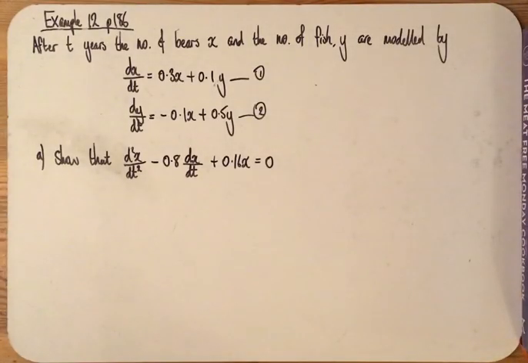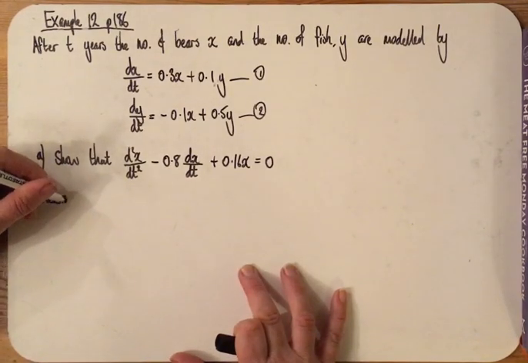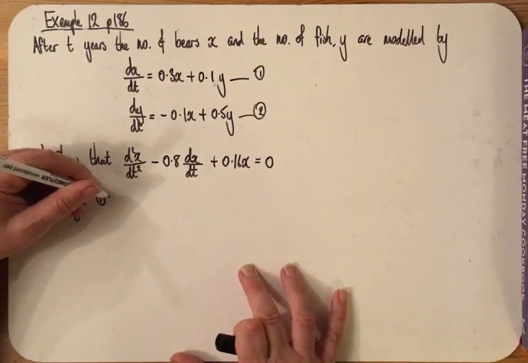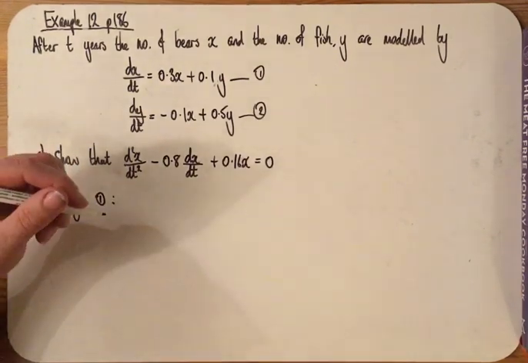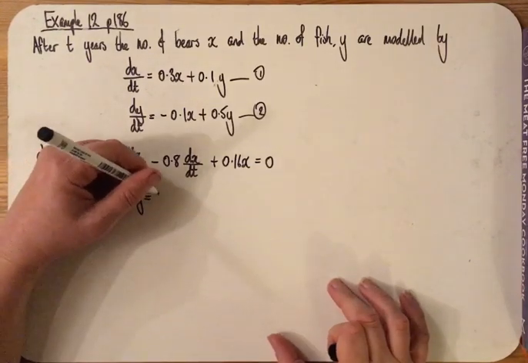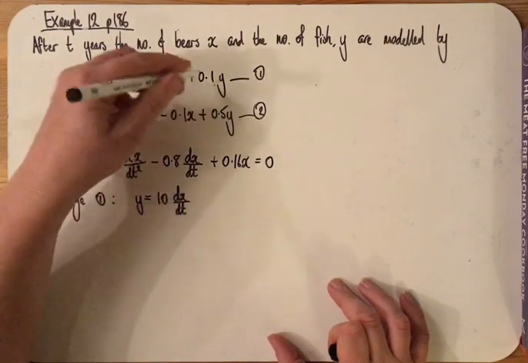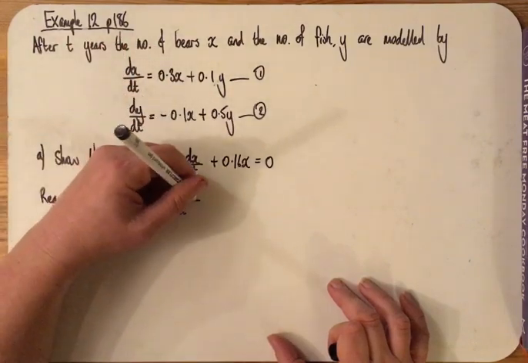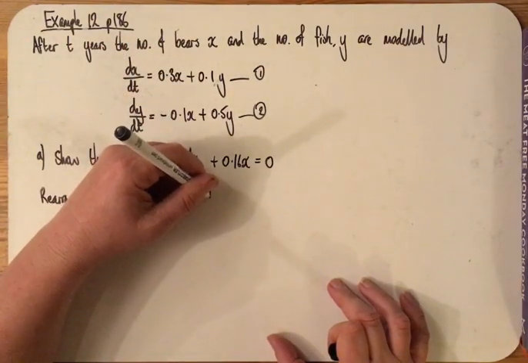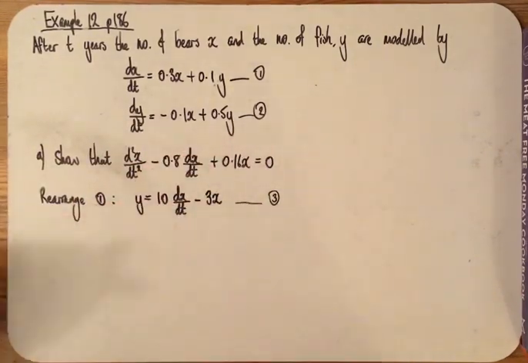And the first thing is to show that this here is true. So what we're going to do is rearrange the first equation. That gives you that y is equal to 10 dx/dt, so I've multiplied by 10 and subtracted 3x. I'm going to come back to this equation later, so I'm going to pop a 3 next to that so I can refer to it later on.